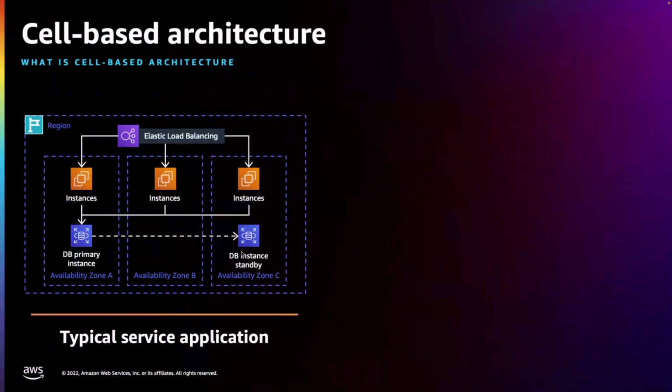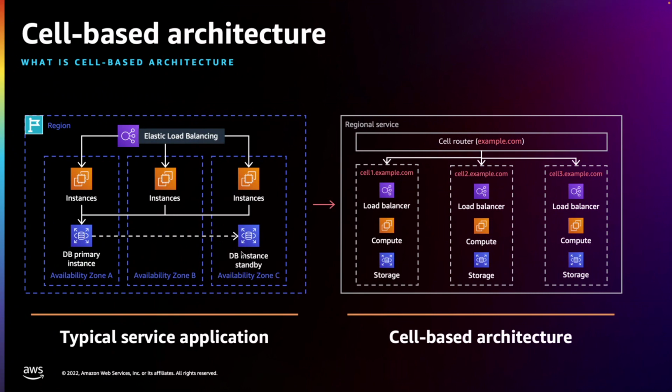Now, here is an example application which is spread across multiple availability zones to take advantage of that HA architecture. And this is how a cell-based architecture will look. Each cell provides the full capabilities of the application, and they are completely isolated from one another. And there is no inter-cell communication. So the router is the only component that knows about the underlying partitioning.